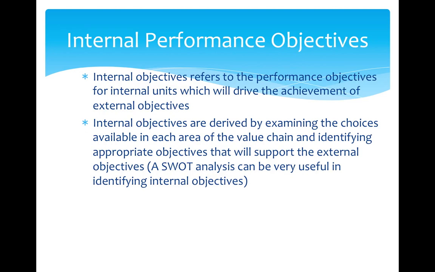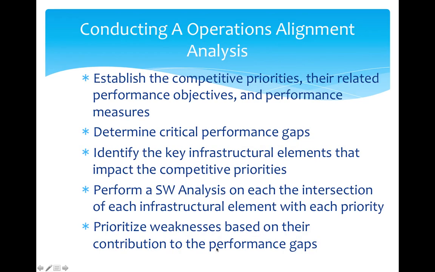And it might be to improve quality, to improve product design, to improve supply chain management, to improve maintenance. The very same 10 decision areas of OM, if we identify weaknesses with them, then we establish objectives that relate to them, and hence we get the internal performance objectives. All right?